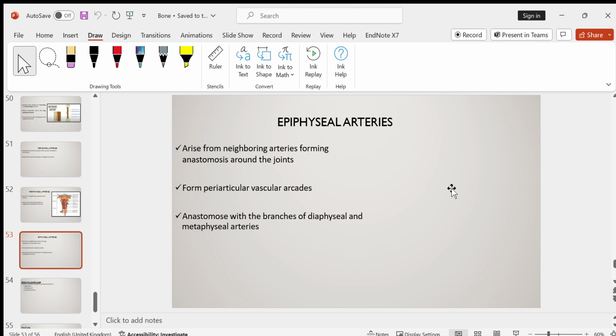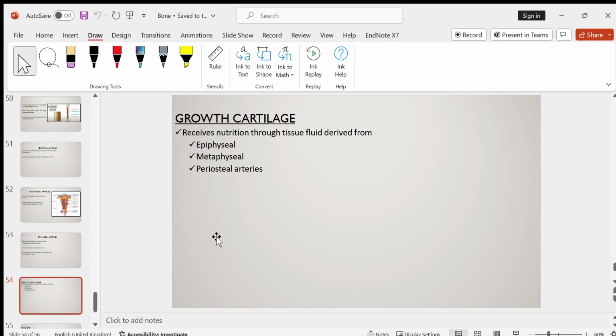Finally, we have the epiphyseal arteries. These arteries arise from the anastomosis around the joints. This is an important thing. The epiphyseal arteries are from the anastomosis around the joints, and they form periarticular vascular arcades which supply the epiphyseal ends. And they also anastomose with diaphyseal as well as metaphyseal arteries.